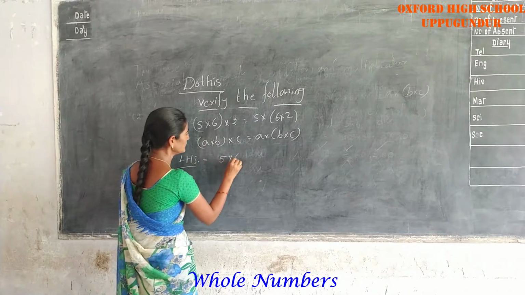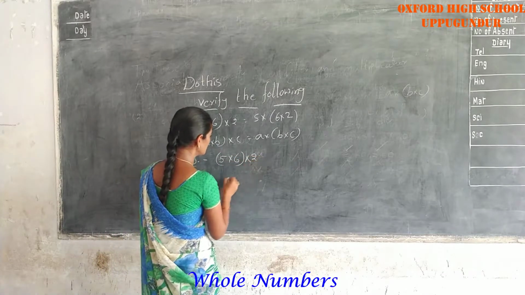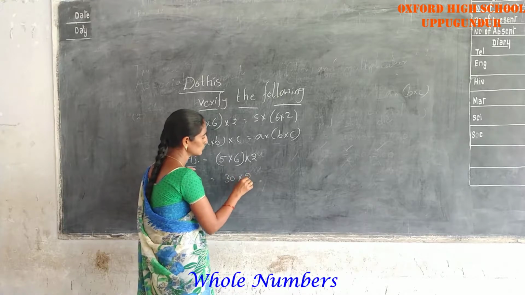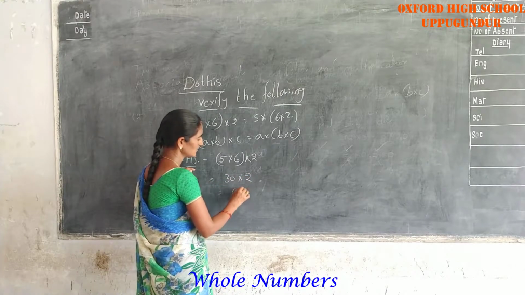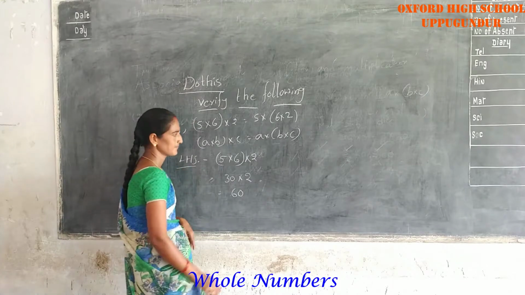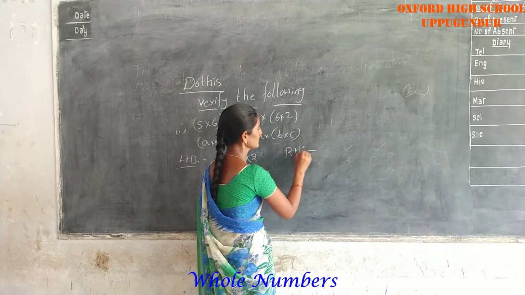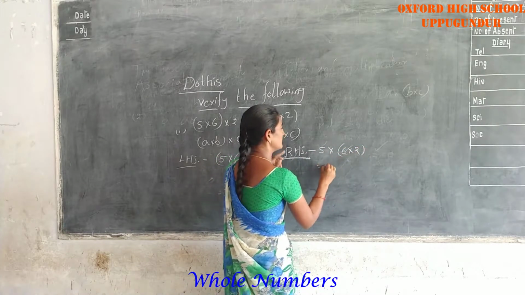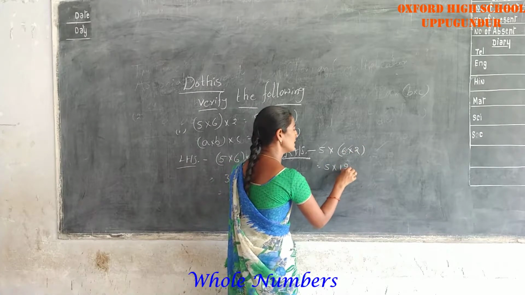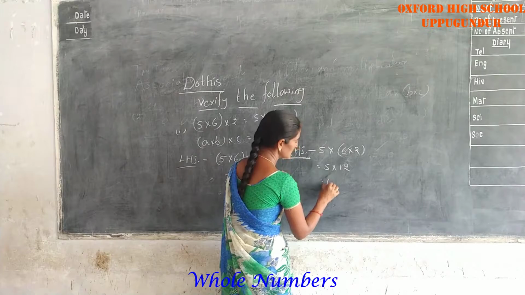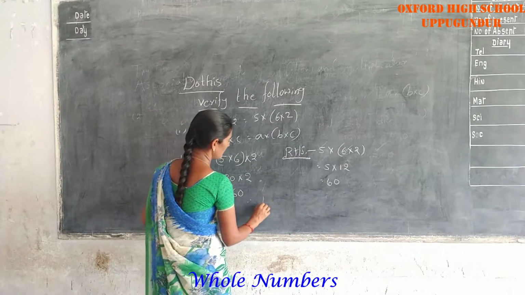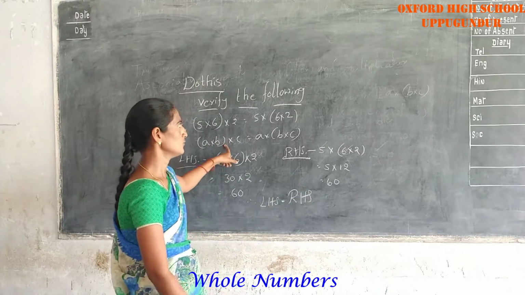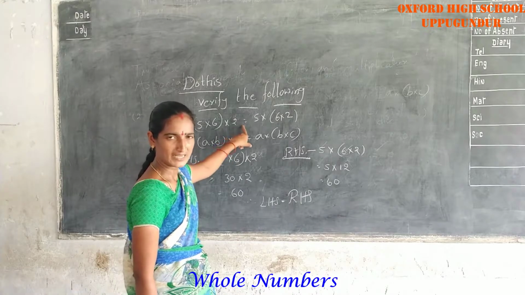LHS: 5 into 6 into 2, that is equal to 5 sixes are 30, into 2, that is equal to 60. And RHS: 5 into 6 into 2, that is equal to 5 into 6 twos are 12, 5 twelves are 60. Therefore, LHS is equal to RHS. Associative property is satisfied in multiplication.